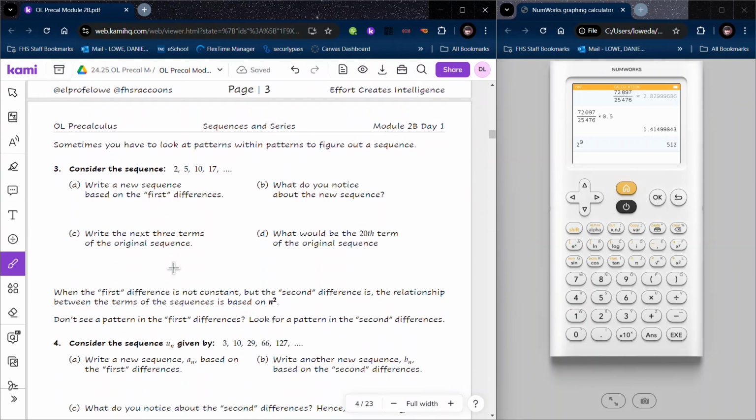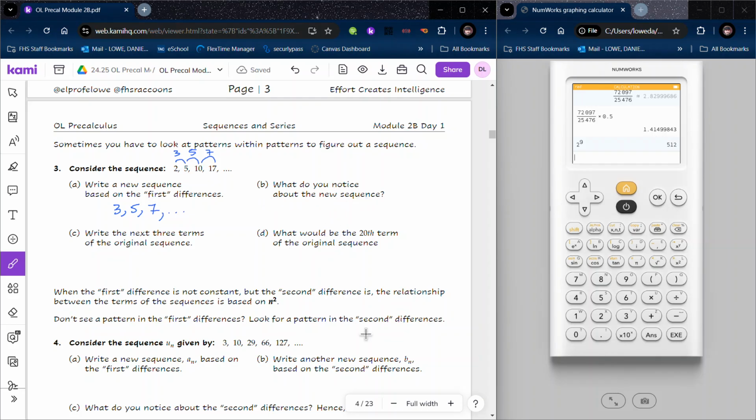So sometimes when we're working, you have to look at patterns to figure out what the relationship is going to be. So let's consider this sequence, and we notice that if I go from 2 to 5, I add 3. Go from 5 to 10, I add 5, and 10 to 17, I add 7. So if I call those the first differences, my new sequence is going to be 3, 5, 7, right? And then that would go on and on.